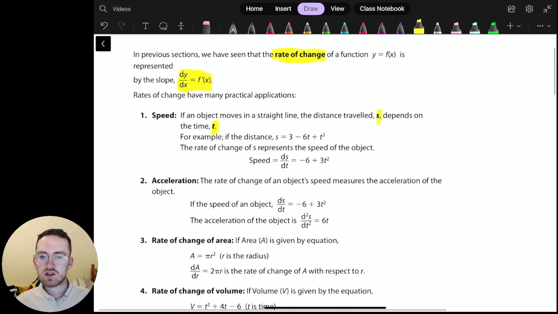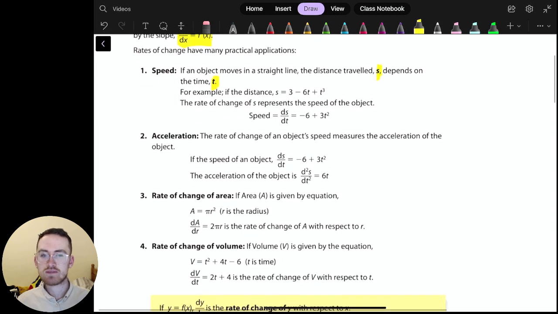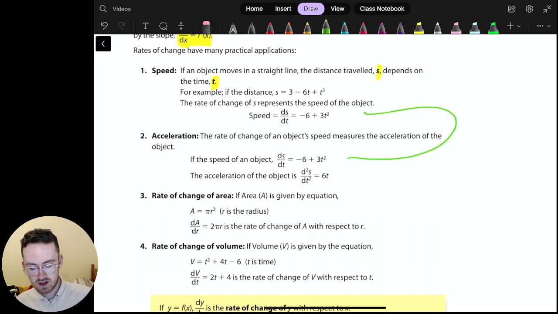Acceleration is another good example. Acceleration is how speed changes. We just saw that speed is represented by ds/dt, so acceleration goes a step further. We know speed is the change in distance over time, but acceleration is the change in speed over time. So that's going to be the rate of change of ds/dt, which gives us the acceleration. And we can see that that's represented by our second derivative. Let's make a note of that just so we remember. That's our second derivative.